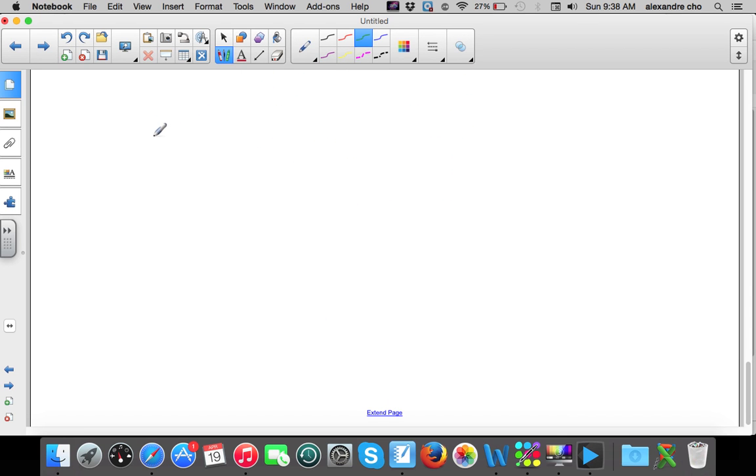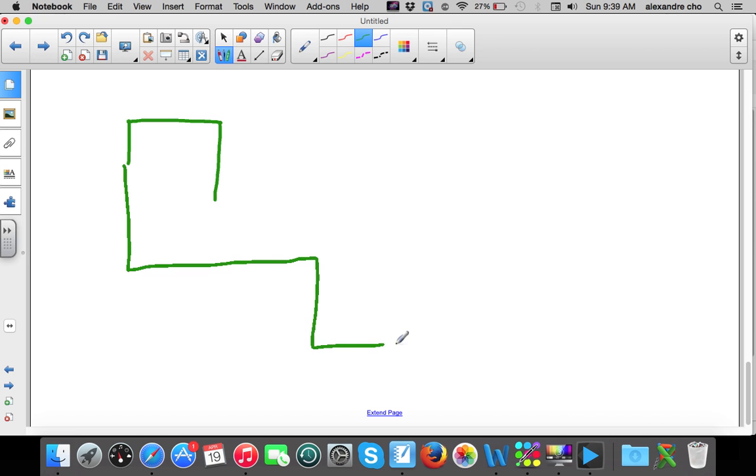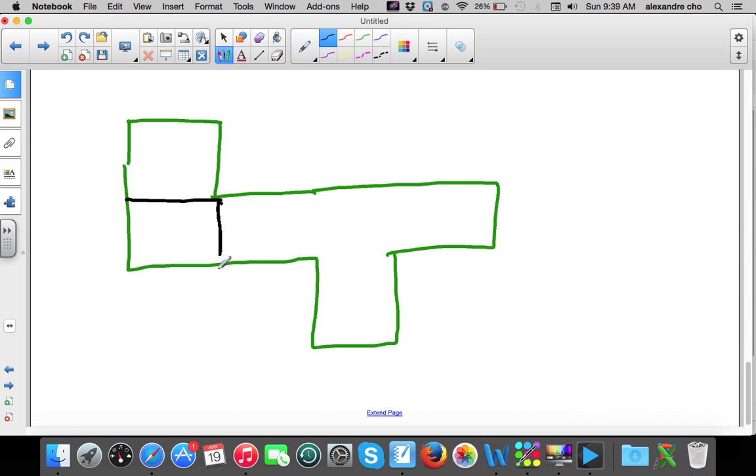So, there's two parts to this question. Let's see if I can draw this out first. If it's a net, you know there's a front and back, top and bottom, left and right, just like a box. It's a net of a rectangular prism. So you got 6 faces here, and they come in pairs.